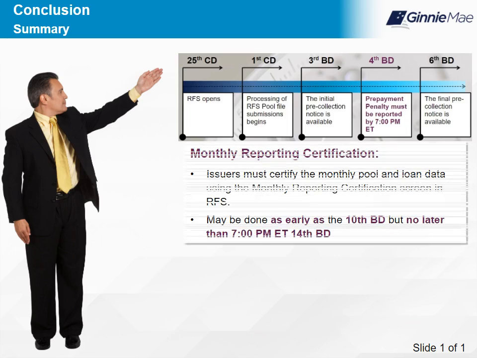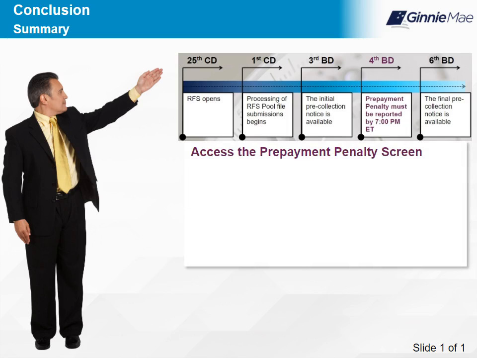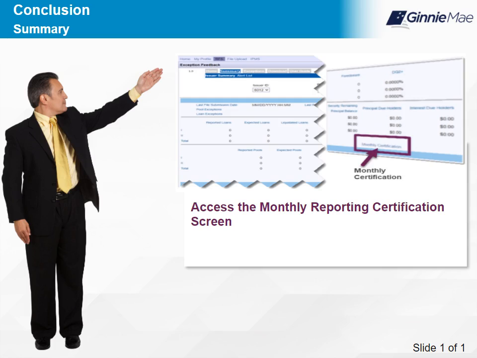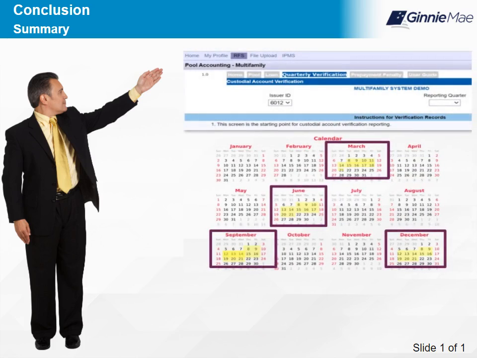You also learn that monthly reporting certification is online in RFS and must be completed between the 10th business day and the 14th business day by 7 p.m. ET. Next, you learn to access the prepayment penalty by navigating to Tools, RFS, Pool Accounting Multifamily, Prepayment Penalty tab. You also found the monthly reporting certification screen by navigating to Tools, RFS, Exception Feedback, Summary tab, and selecting the monthly certification link. You also explored the quarterly timeline for CAVs and WHFIT reporting.